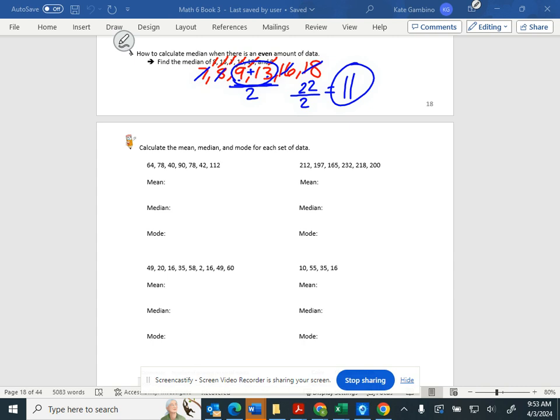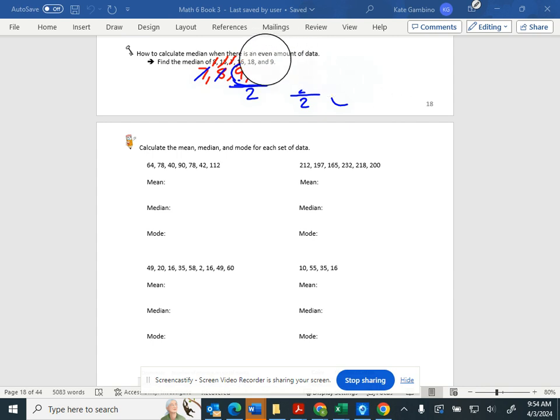Okay. Median is always, always, always just one number. The mean is always, always, always just one number. The mode can have multiple numbers. Any questions on mean, median, and mode?